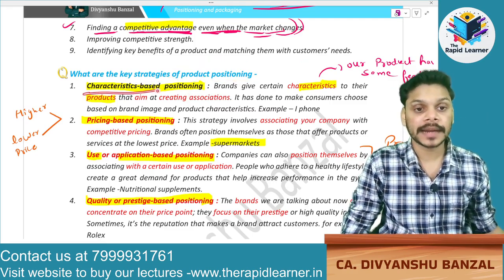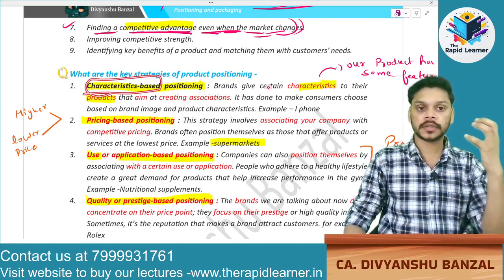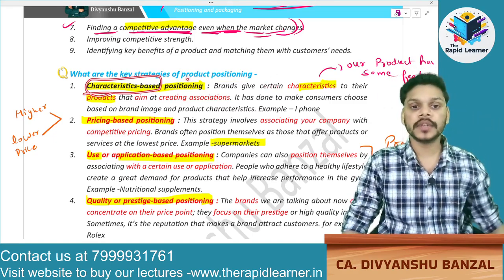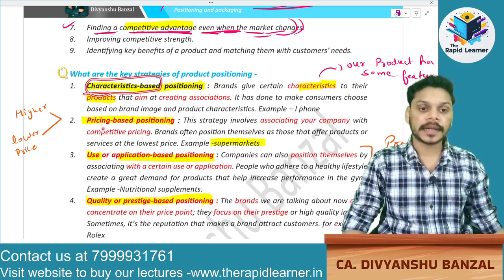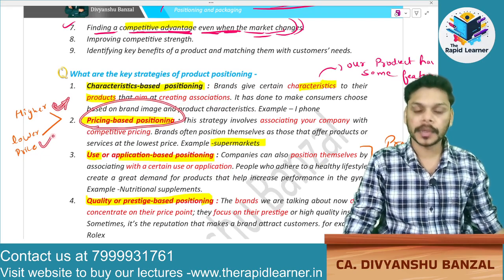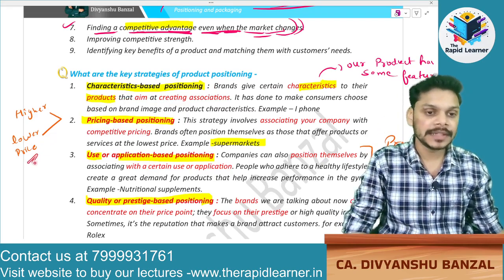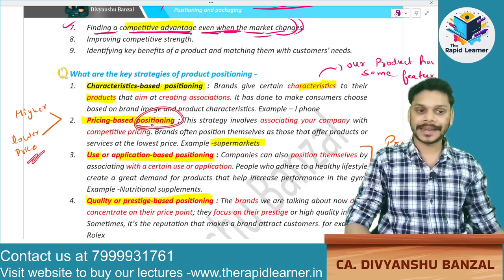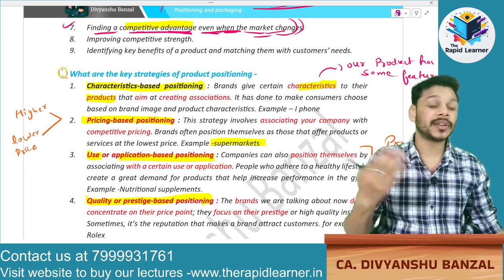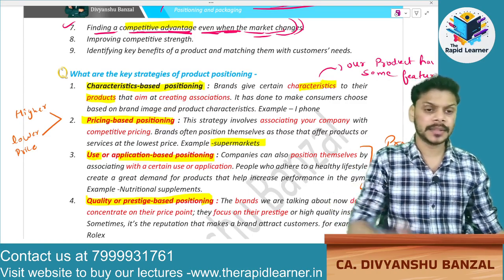So first one is characteristics-based positioning. If we have special features, if we have some value in our product, then we can easily position our product. Second one is pricing-based positioning. If our product's price is lower, if our sale price is lower, then we can easily position our product in the market. Simple.